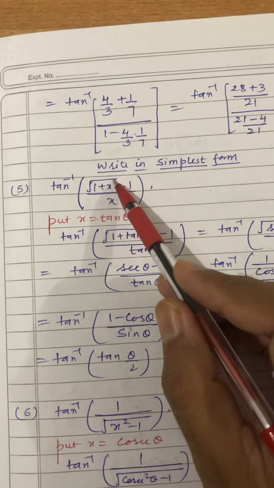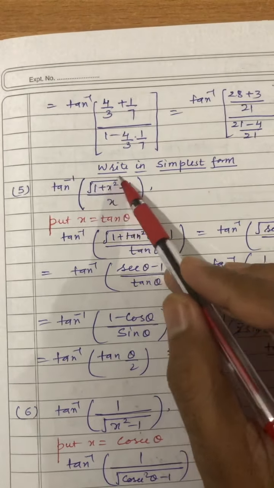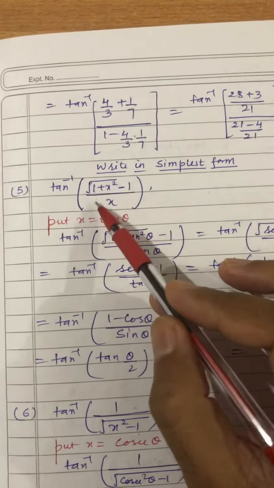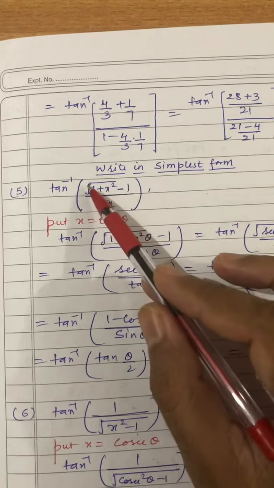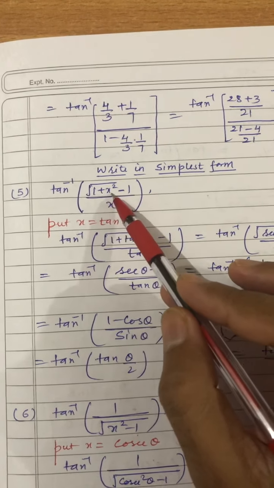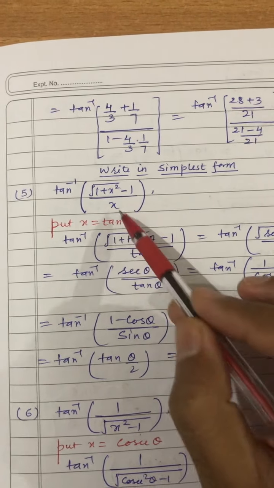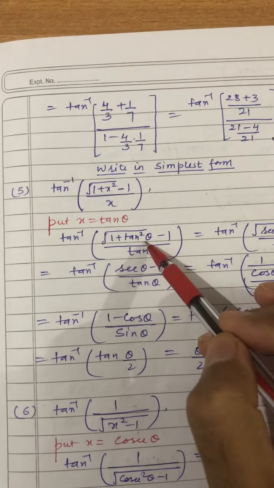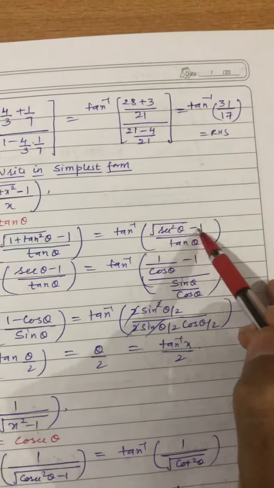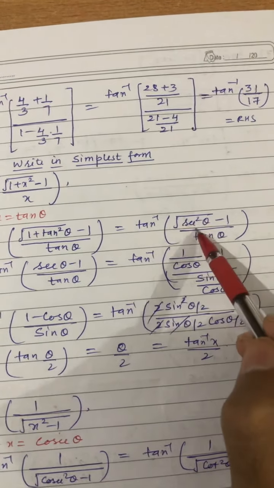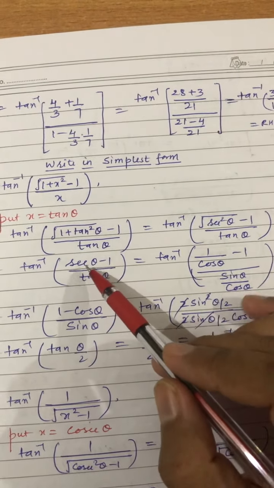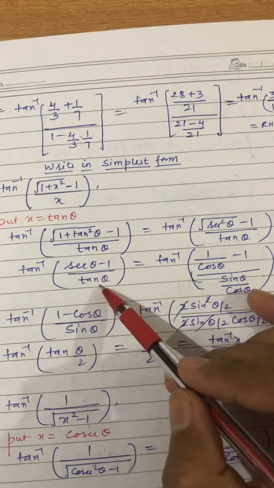Now you have to put such a value of x so that we can remove this square root sign. So if I put the value of x as tan θ, what will you get? 1 + tan²θ, and here also tan θ. 1 + tan²θ is sec²θ. The rest of the terms as it is. Square root of sec²θ will be sec θ. So what will I get finally? (sec θ − 1)/tan θ.